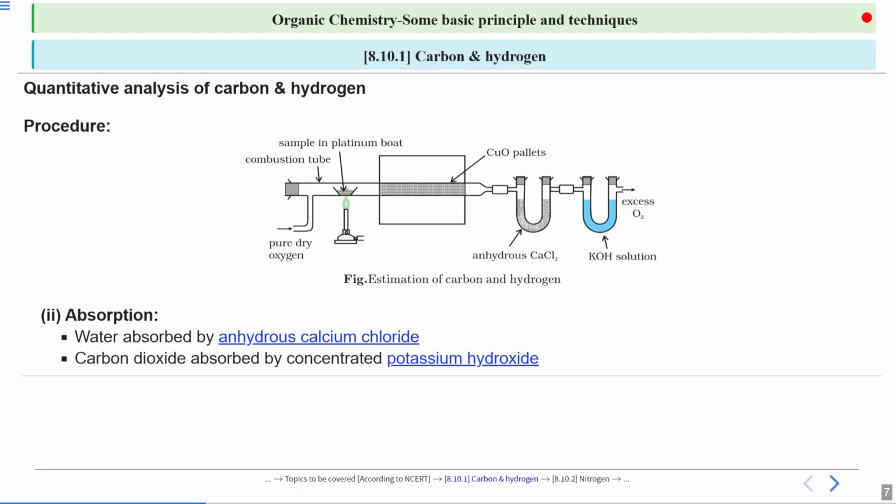Next, the carbon dioxide is absorbed by concentrated potassium hydroxide. Potassium hydroxide acts like a filter. It specifically traps carbon dioxide, allowing us to measure how much carbon dioxide was produced. By knowing the amounts of water and carbon dioxide absorbed, we can calculate the exact percentages of hydrogen and carbon in the original sample.